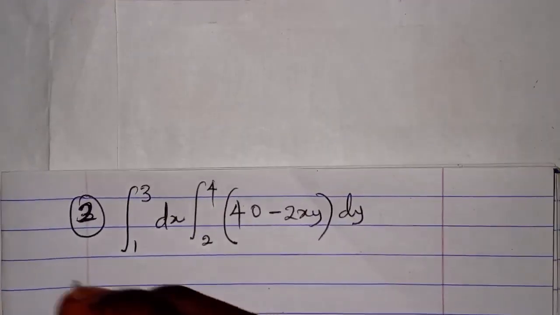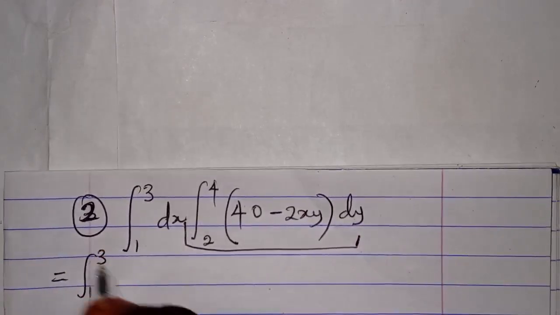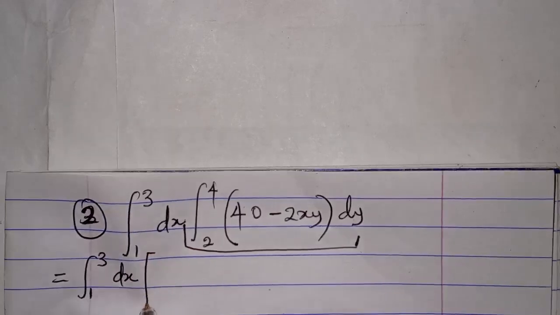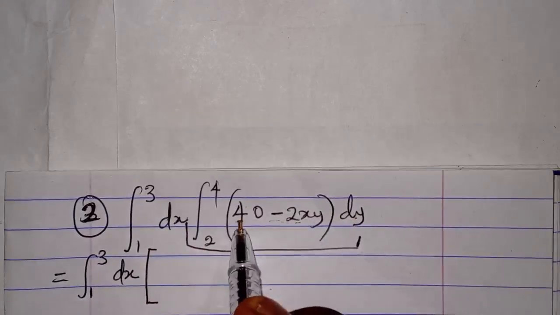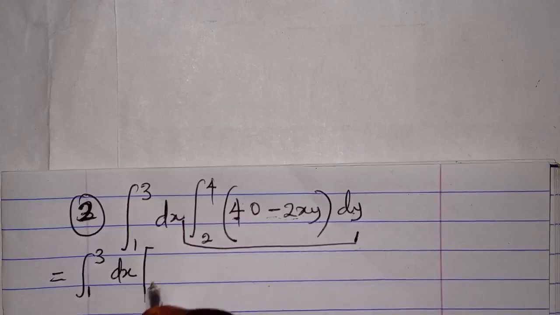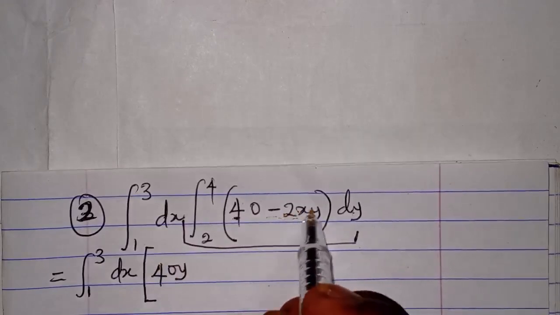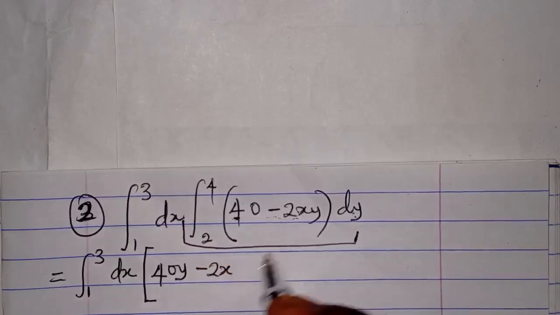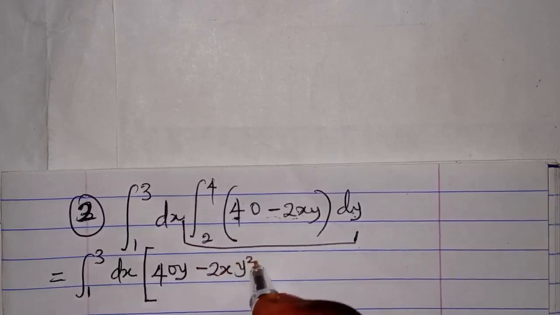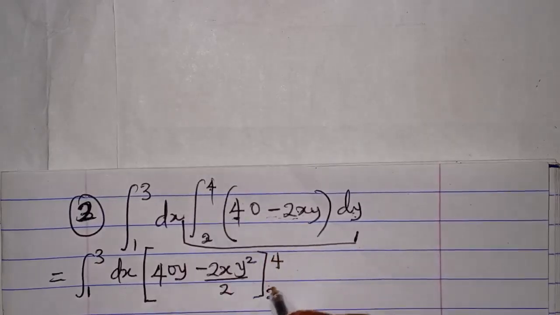Look at this. First of all, we take this integral, the integral from 1 to 3 dx. If we integrate this with respect to y, we'll get this. Integrate 40 with respect to y, that's 40y. We're integrating minus 2xy with respect to y. Minus 2x is a constant, and if we integrate y, we are going to obtain y squared all over 2, from 2 to 4. That's the limit of integration.